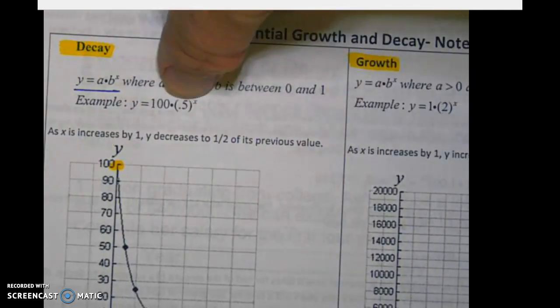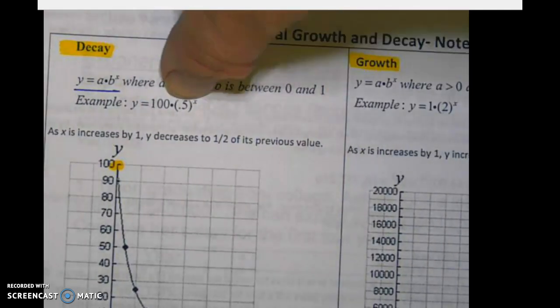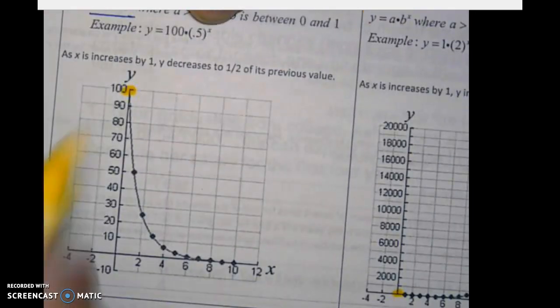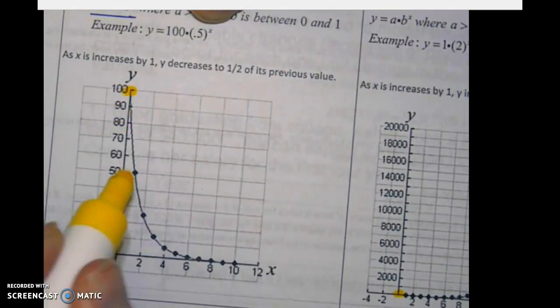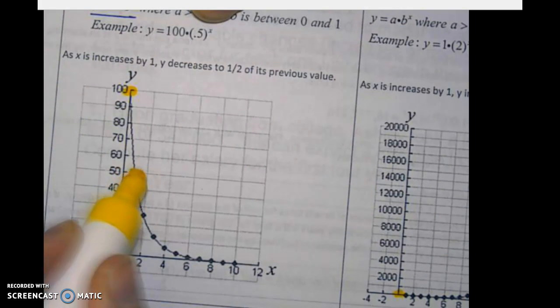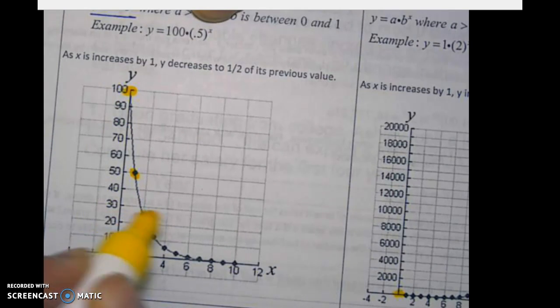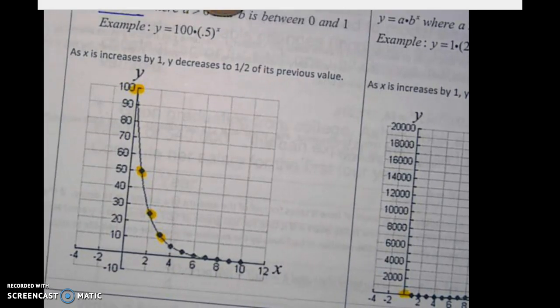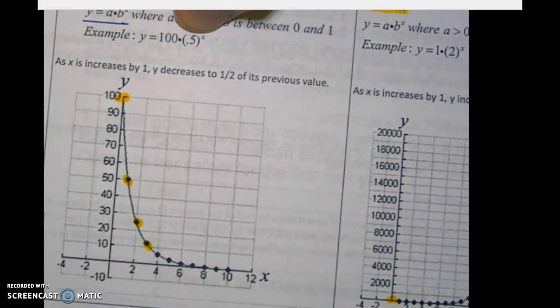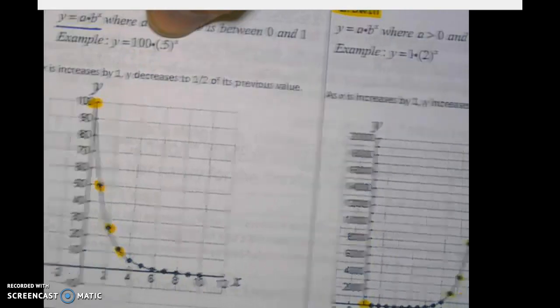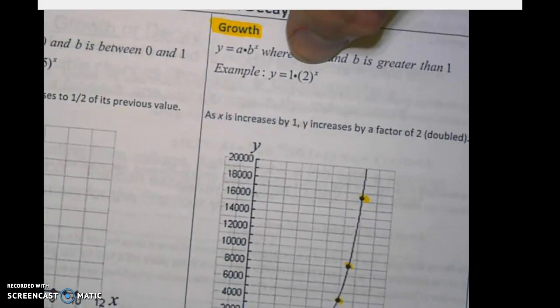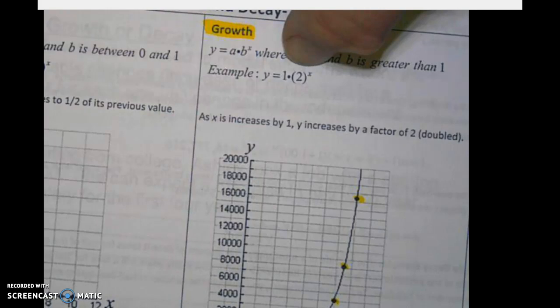Whereas in the decay problem, it's being cut in half. So notice that when we're at 100, if we go over 1 unit, now we're at 50. One half of 100 is 50. Half of 50 is 25. Half of 25 is 12.5, and so on. So it's decaying by 50%, whereas here, it's growing by 100%.